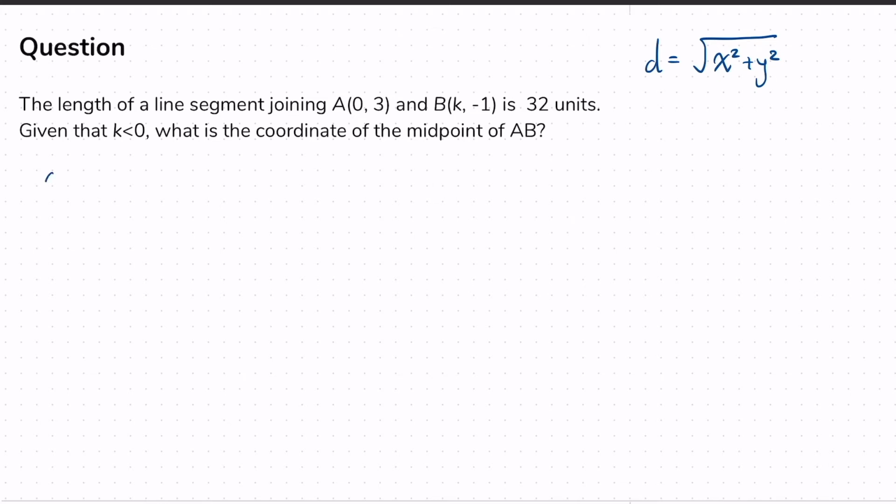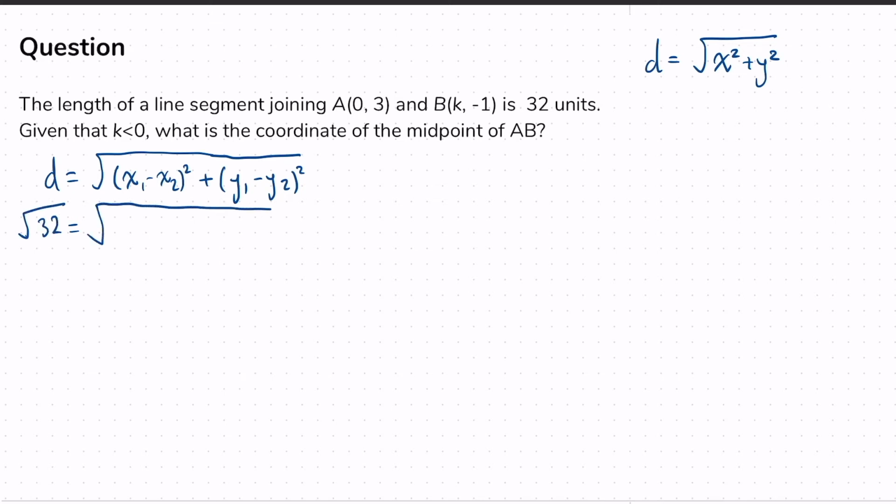Well, what's my x value? Well, it's x1 minus x2 squared. Y value, same deal. We're finding the difference between these 2 points, and that's going to give me quite a specific distance. We're also saying that the distance is equal to square root of 32. So what does this look like?